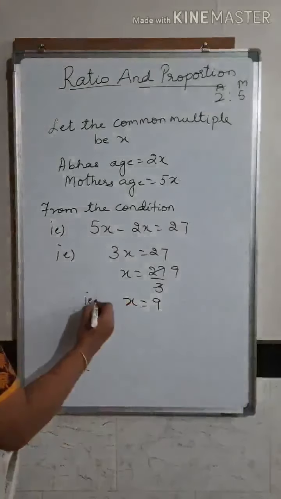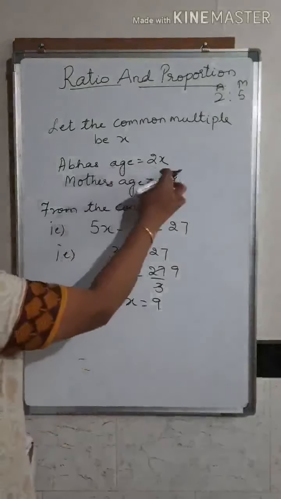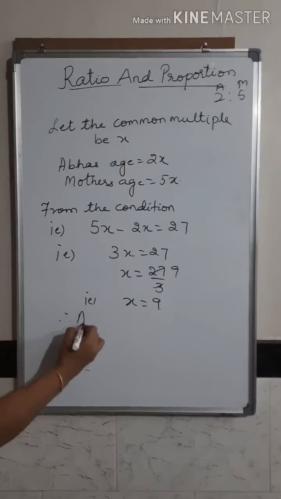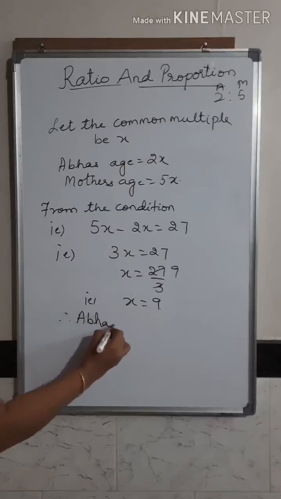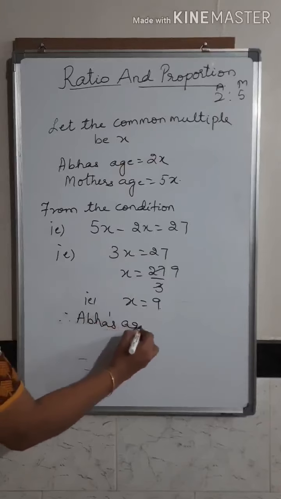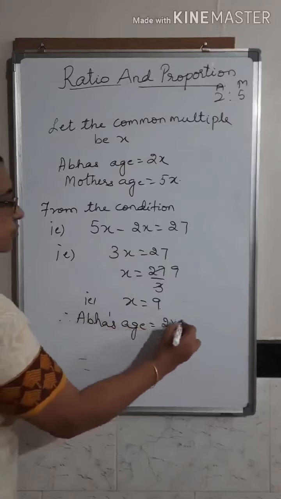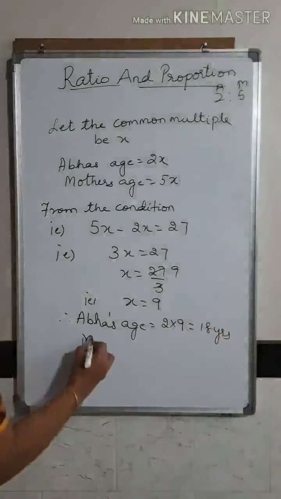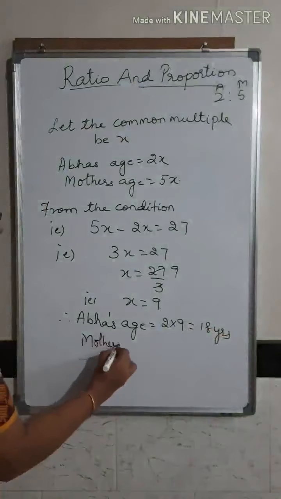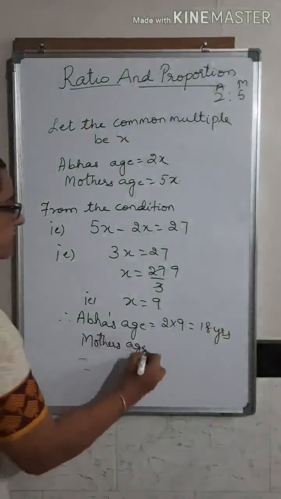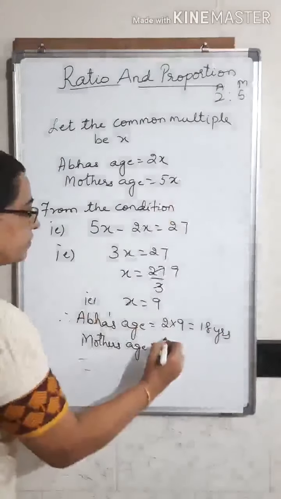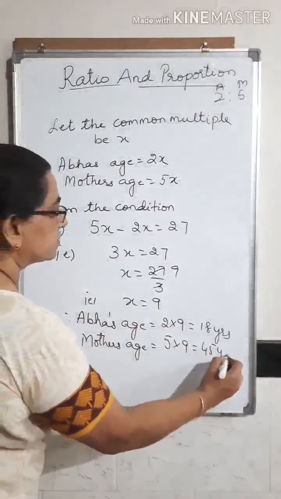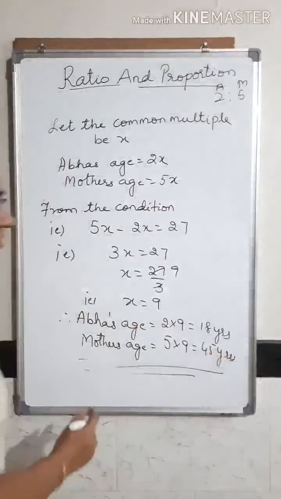So after getting the value of x, you have to find out Abba's age and mother's age. Therefore, Abba's age is equal to 2 into 9, 18 years, and mother's age is equal to 5 into 9, it is 45 years. So this completes the problem.